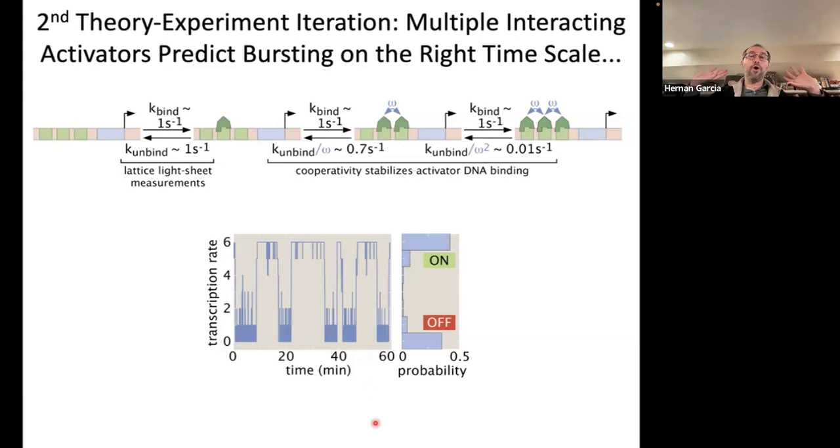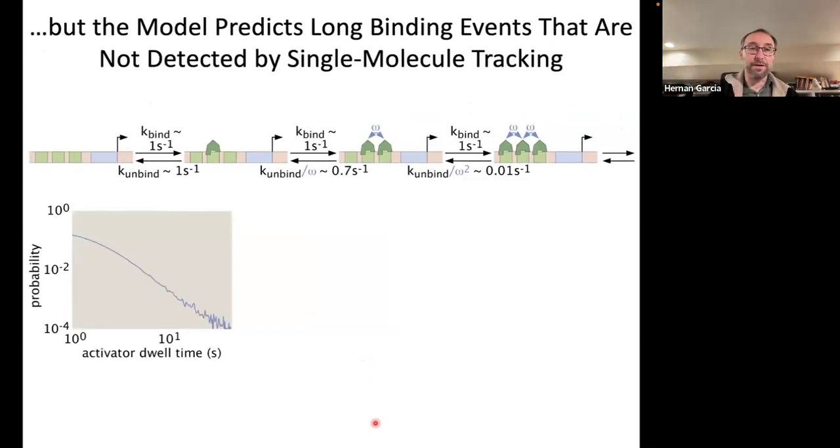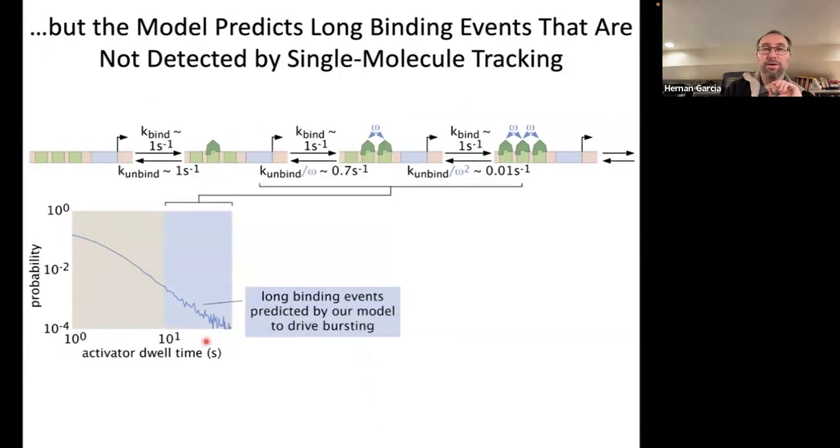And if all you care about is this sort of qualitative prediction, you could have packed your bags and gone home. But then you can start re-examining the model through different perspectives. One of them is to ask, what is the distribution of activator dwell times, the time that the activator spends on the DNA in my simulation? And what we see is this predicted dwell time distribution. We see that there's a long tail of binding events that are the ones driven by this cooperativity, okay, and that are the ones that drive bursting, okay.